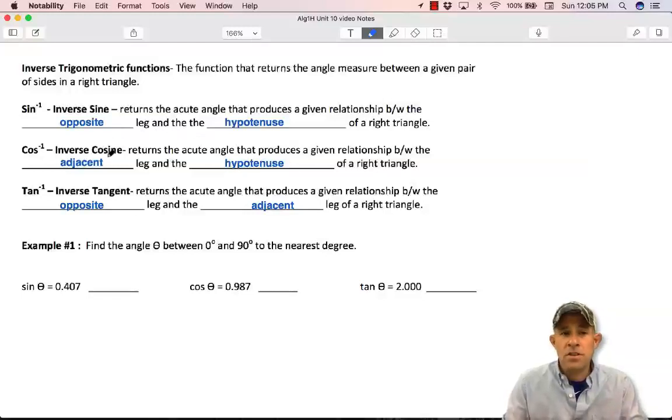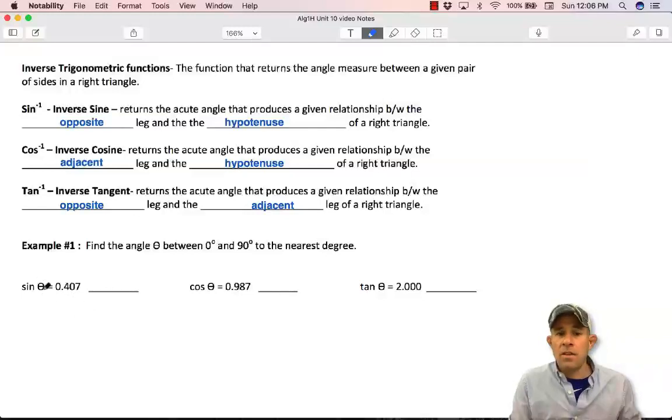So the inverse sine function returns an acute angle that produces a given relationship between the opposite leg and the hypotenuse. Likewise, the inverse cosine function returns an angle measure based off the adjacent leg and the hypotenuse. And finally, the inverse tangent returns an angle measure based off the measurements of an opposite leg and an adjacent leg. So on our graphing calculators, we can compute these inverse trig functions quite simply.